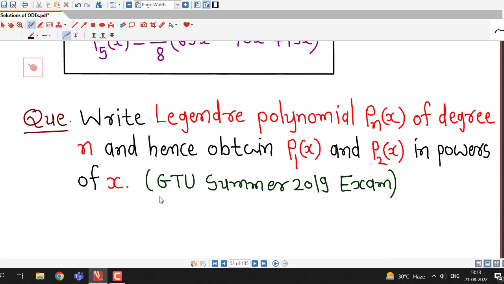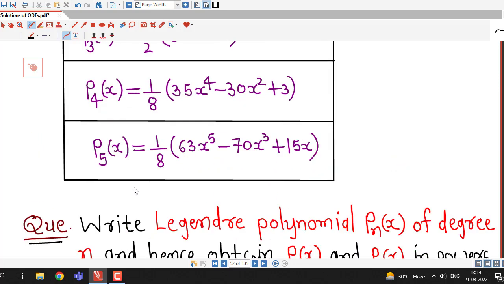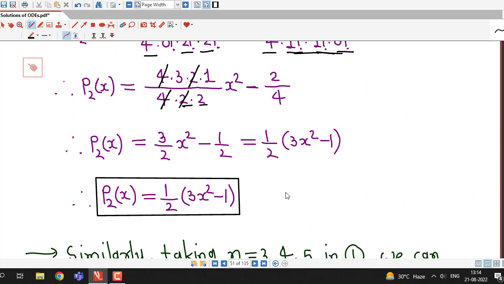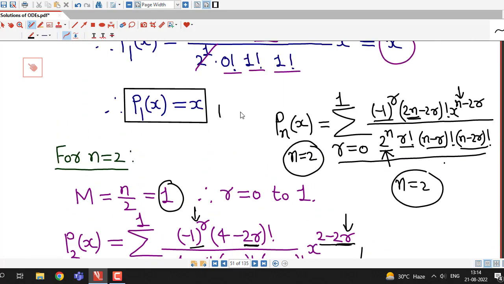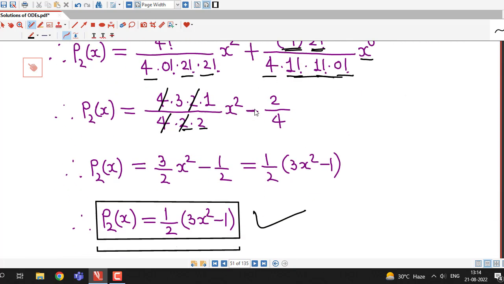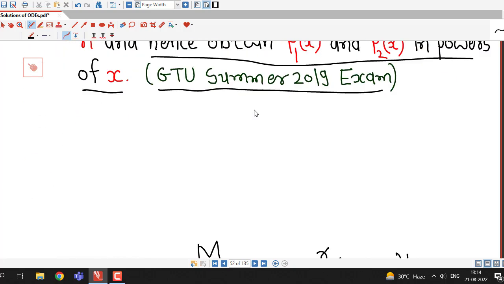This question was asked in GTU summer 2019 exam. Here they have asked to write Legendre polynomial of degree n and hence obtain P1(x) and P2(x) in powers of x. And we have already done this question. We have obtained P1(x) and P2(x) using that formula of Legendre polynomial of degree n. So we have already answered this question using this formula.